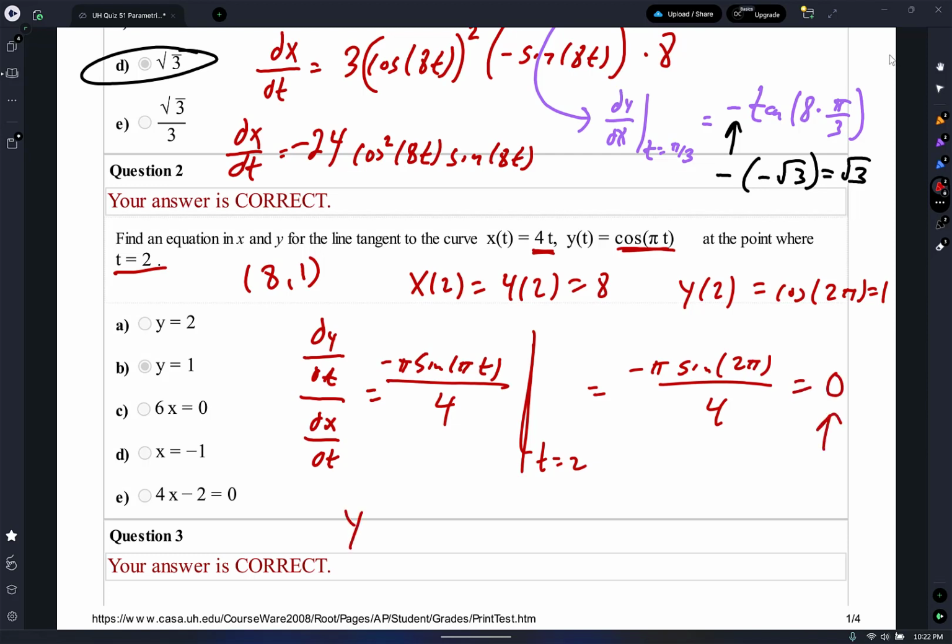So y minus 1 equals 0 times (x minus 8). I know, you don't have to do any of that. You know that 0 times anything is 0. So there it is, y equals 1.